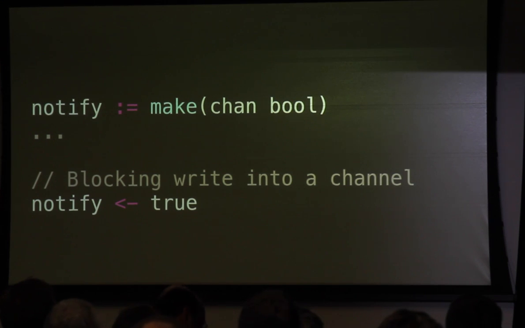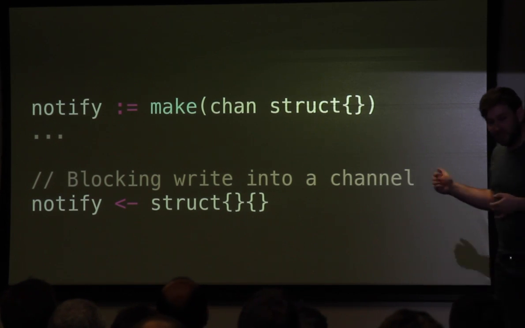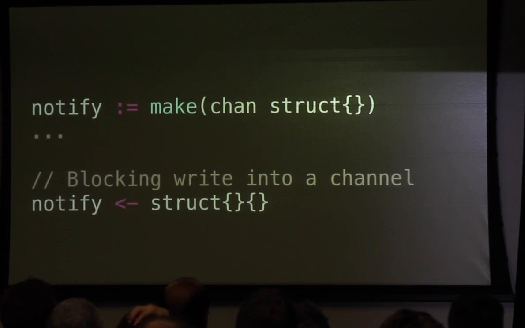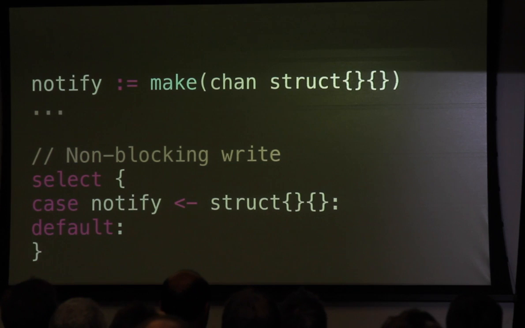And you could have a channel of bools. Actually, quite a nice semantic is to use an empty struct. It's a bit more efficient. In which case, I think the name Brad christened the other day was struct{}{} for this. So we can fire a struct into our channel. And again, if we want this to be non-blocking, we can set capacity, make it buffered, or we can use a select case with default.